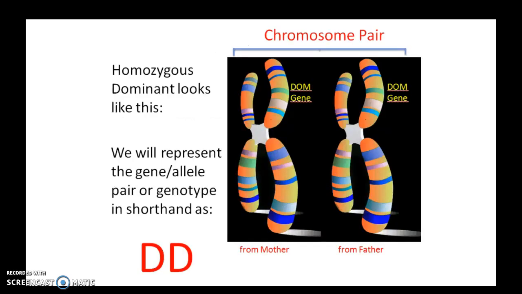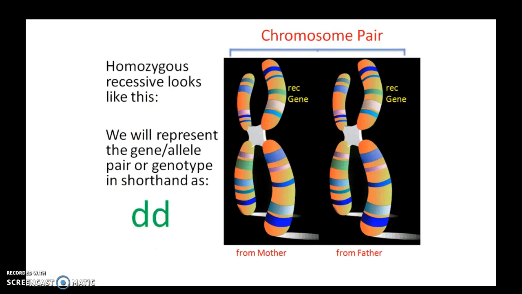If you look at here, this is what homozygous dominant looks like. If you have a dominant gene you've gotten from mom and a dominant gene that you've gotten from dad, we write it as follows. You have two capital D's, one from mom, one from dad. They're both the same and they're both dominant. We represent dominant genes with capital letters. This is what a homozygous recessive pair looks like. If you get a recessive gene from mom and a recessive gene from dad, we write recessive genes with lowercase letters. So here you see lowercase d, two that are the same and they are recessive.